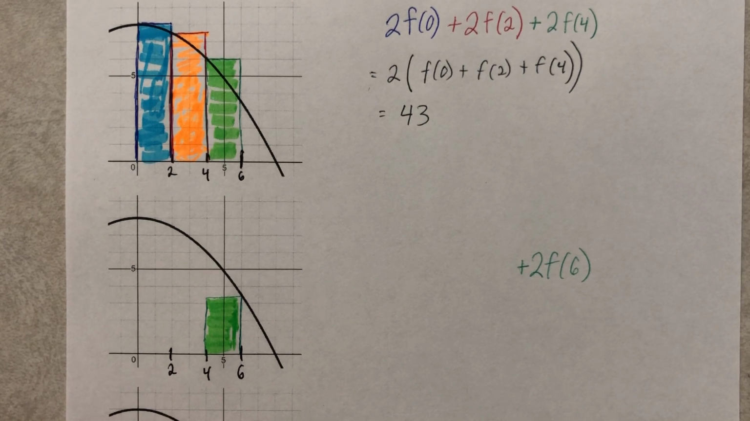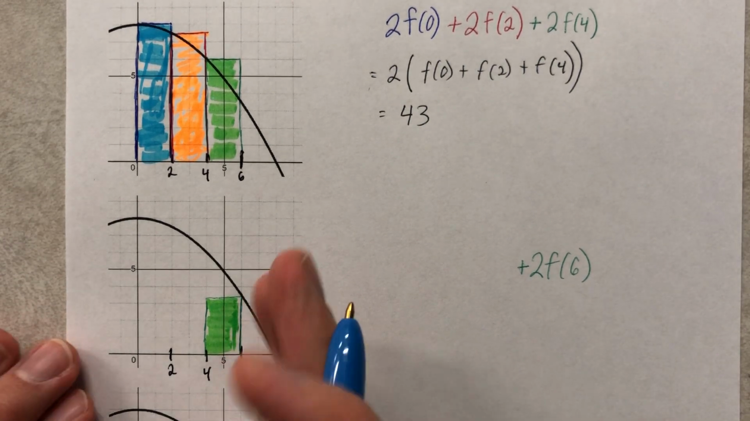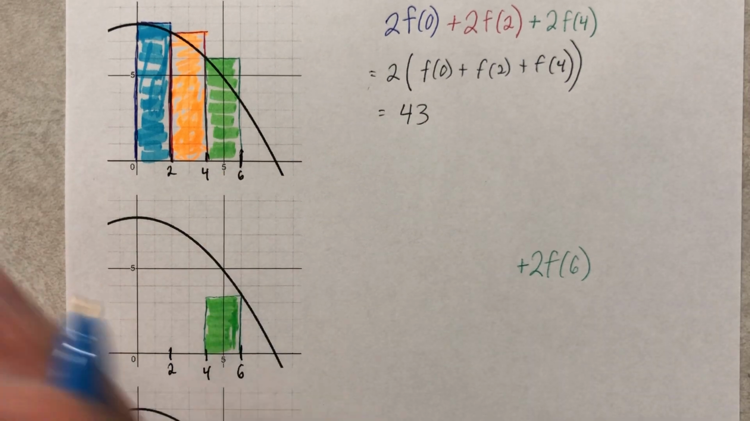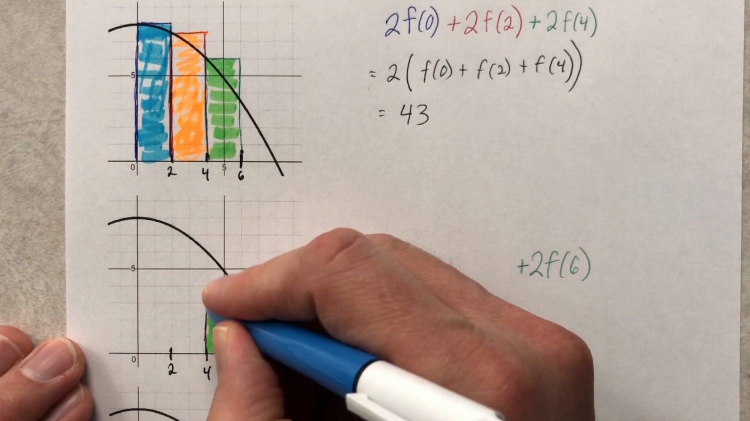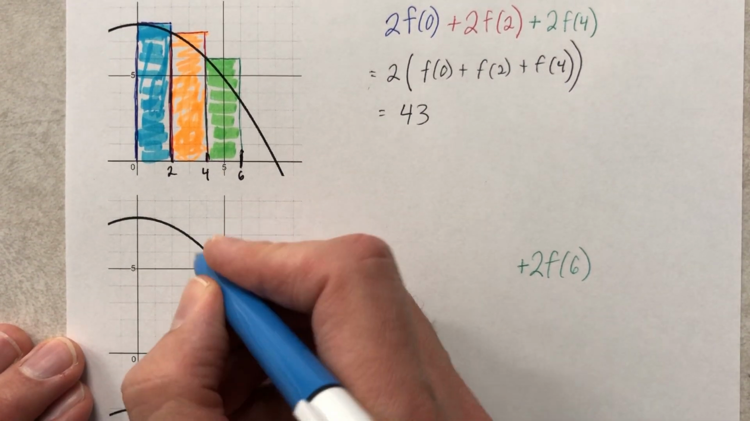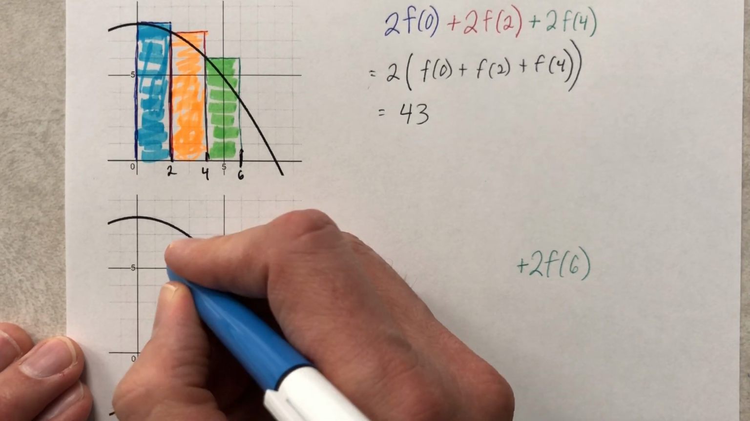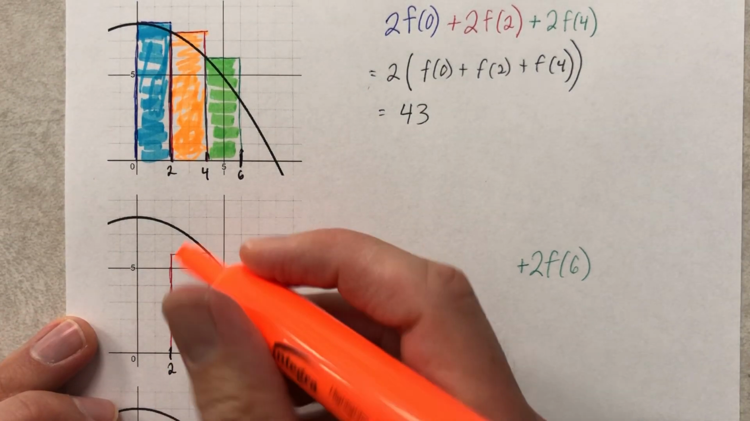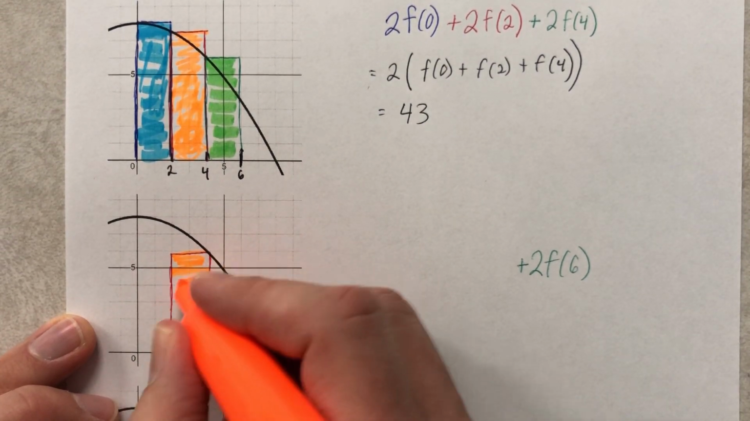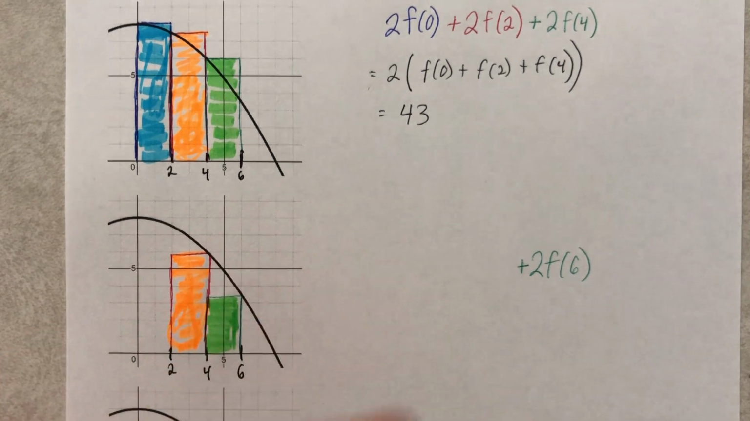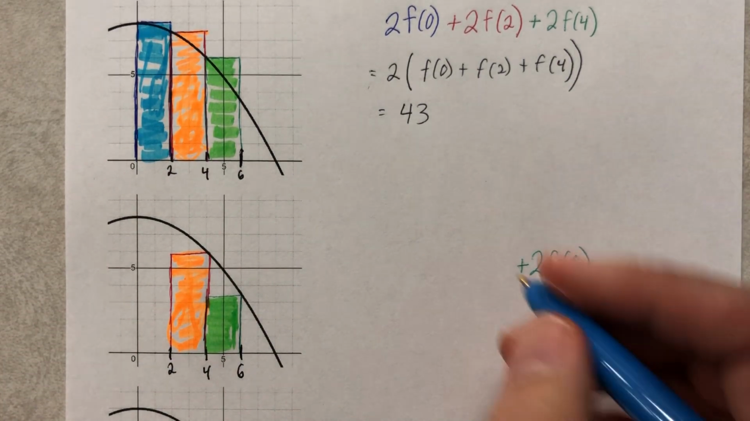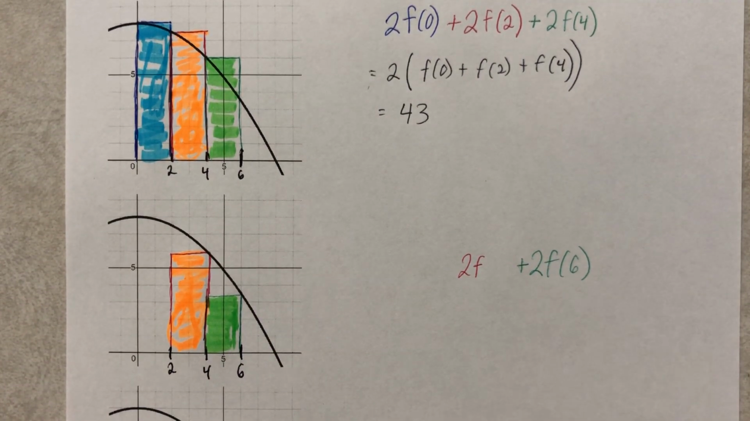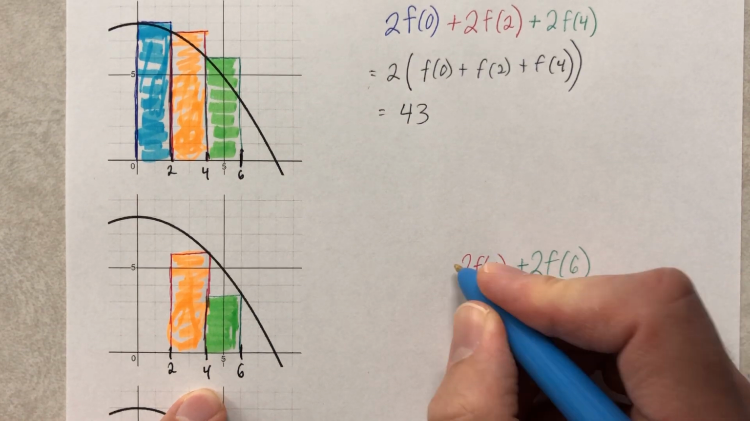Let's go to the next one, which I will let be red. So we're moving on until we reach the end of this interval that we're dealing with. So we go to 4. We go up until we hit the function, and we come over 2 units in this case. And we'll color this one orange. So this is our red and orange. It's orange. 2 f of what? Okay, the height of this rectangle was determined by the value of the function at x equals 4. So there's that one.